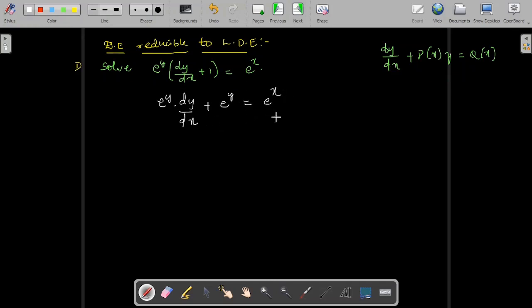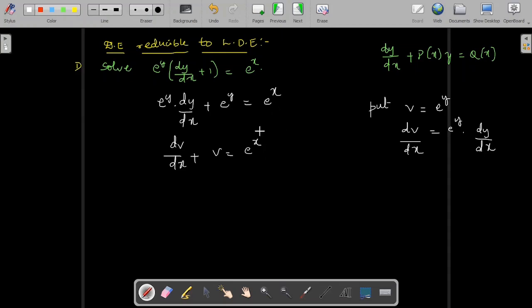So what I can do is, there is some q of x, there is dy by dx. This e power y seems to be some extra term. So I will make the substitution, put e to the power y as v. Then differentiate with respect to x: dv by dx is equal to e power y into dy by dx, since the derivative of e power y is e power y and then dy by dx. So I got e power y into dy by dx as dv by dx, plus e to the power y, which I have taken as v, equals e power x as it is.